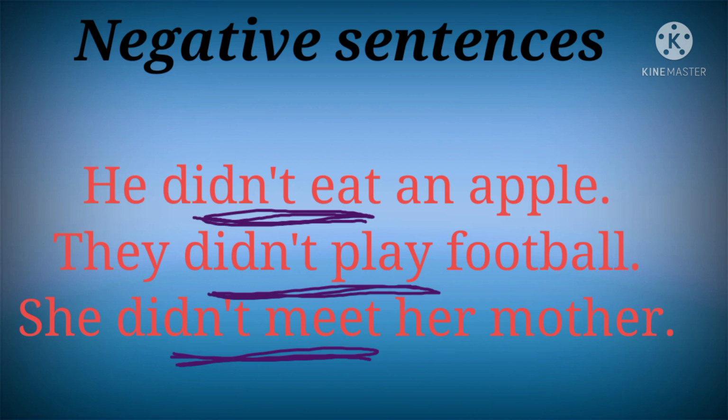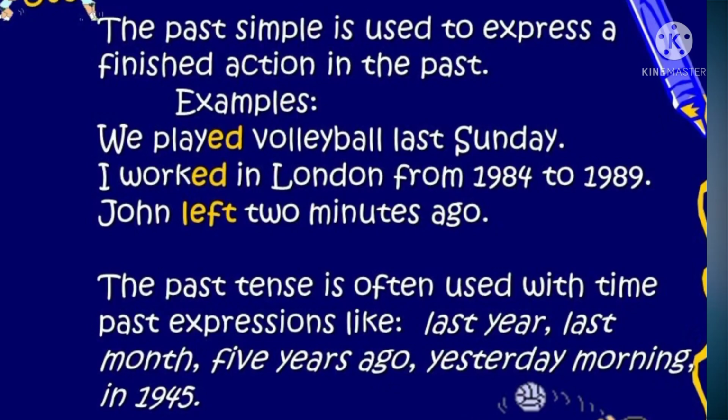Now let's go to its usages. The first usage of simple past tense is to express a finished action in the past. This is a normal usage. When we talk about an action that happens at the present moment, we use simple present. If it is in the past, we use simple past tense. Examples are here. We played volleyball last Sunday. I worked in London from 1984 to 1989. John left 2 minutes ago.